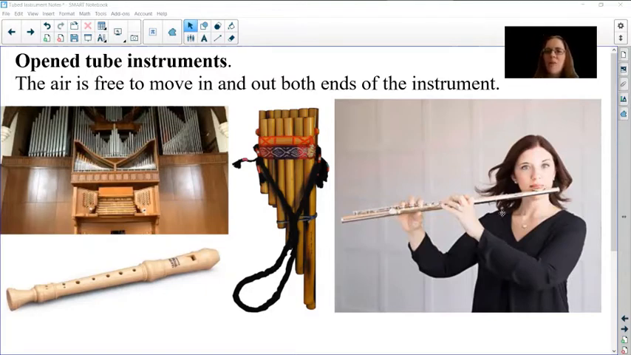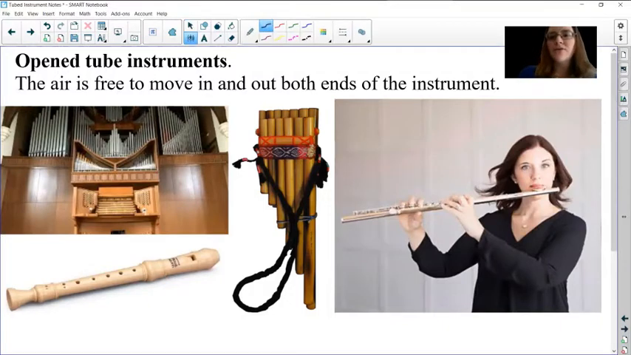Some students comment that the traditional flute has the one end closed, so how can it be an open tube instrument? Well, that's true that it has the one end that is closed. You do have to keep in mind that right there is an open end where they're blowing the air in and out. So it is actually an open tube instrument.